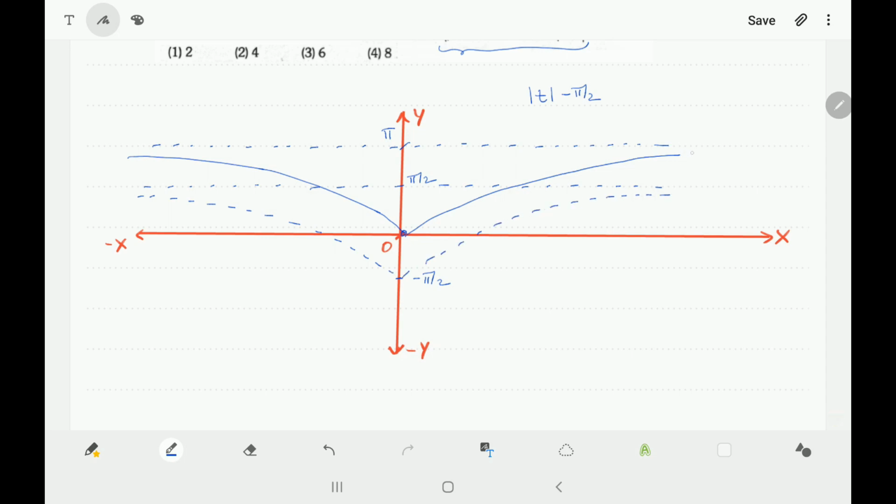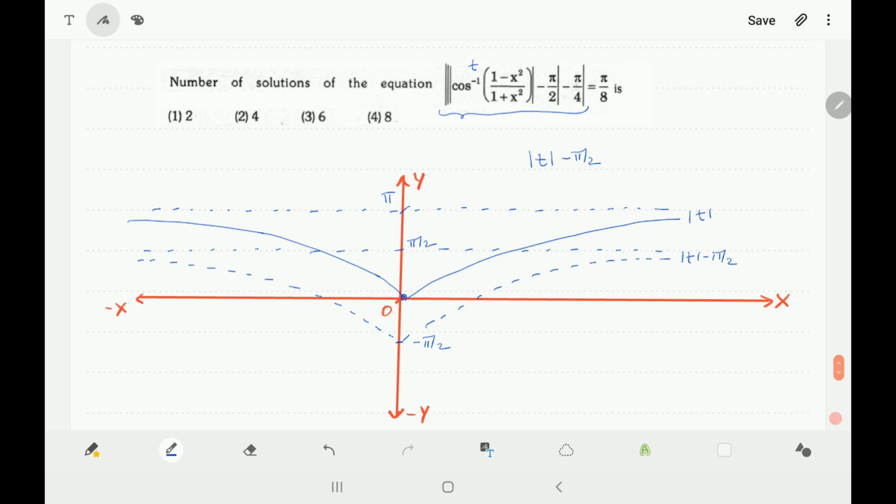Okay, so now this was our mod t graph. Now this was our graph of mod t minus pi by 2. Now you have to take the modulus of this function. Once you take the modulus again of this function, the whole graph will go above the x-axis. So once you take the modulus, now you will have the graph like this. This is going downwards, so this will go upwards like this.